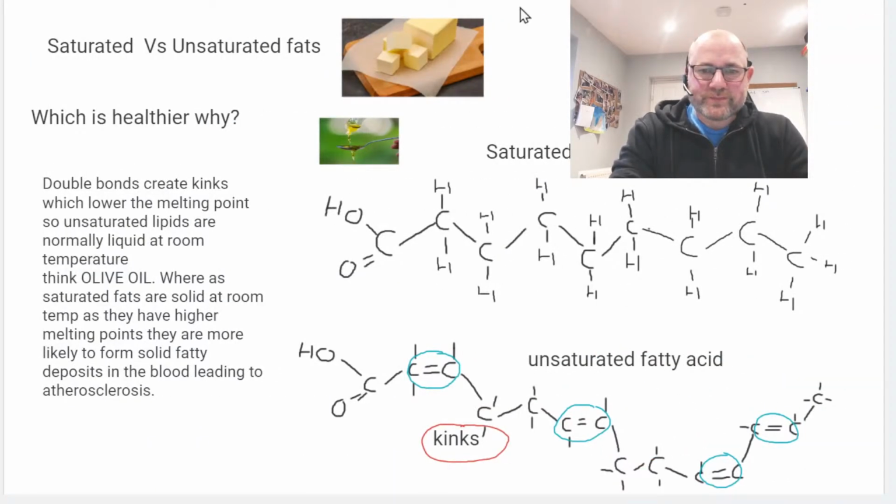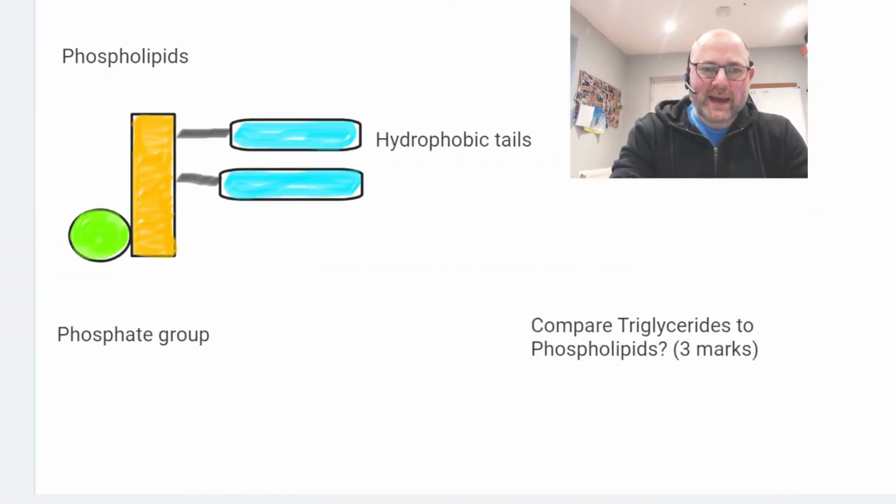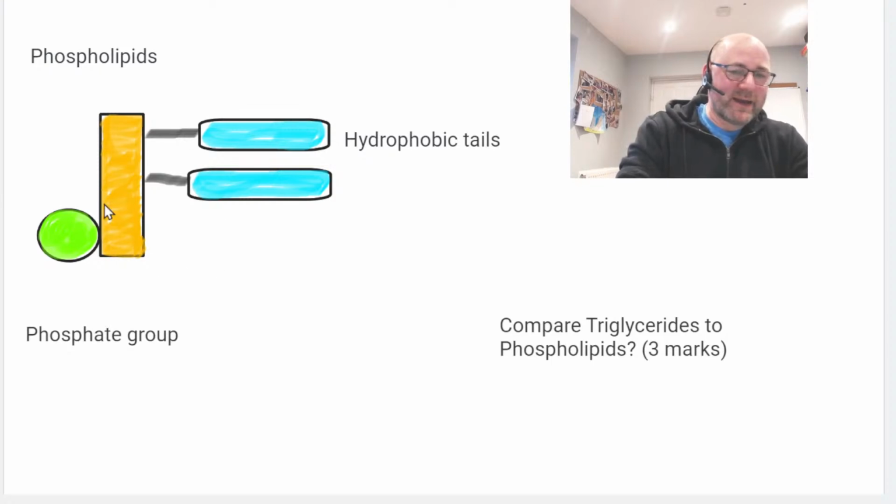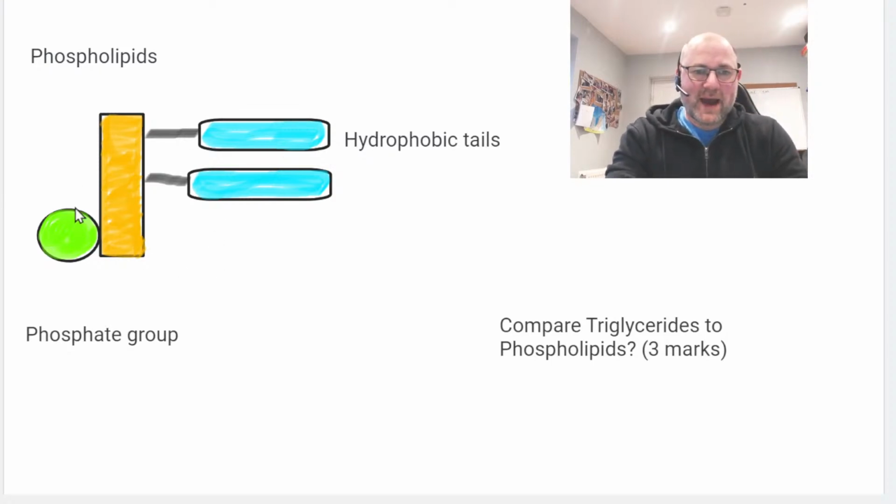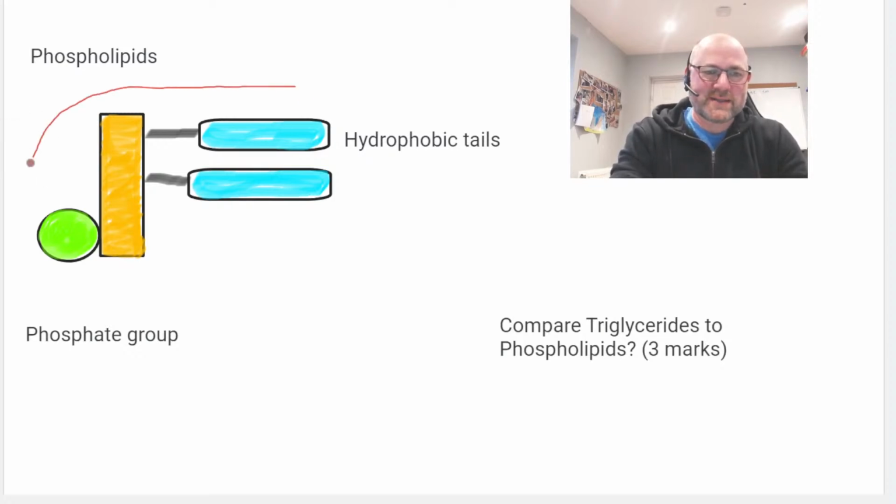Now, zinging back here, this phospholipid is slightly different. Can you see what the difference is between this phospholipid and a normal triglyceride?